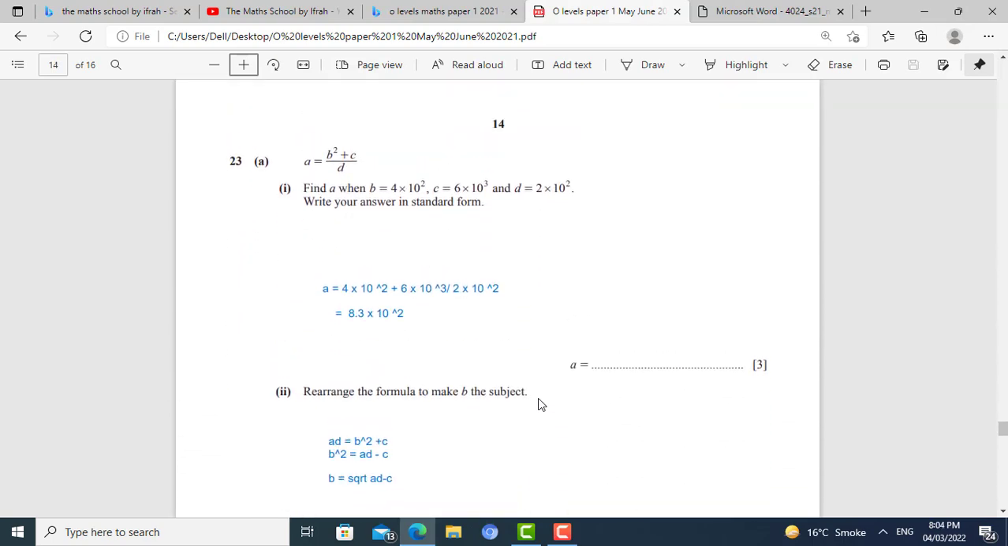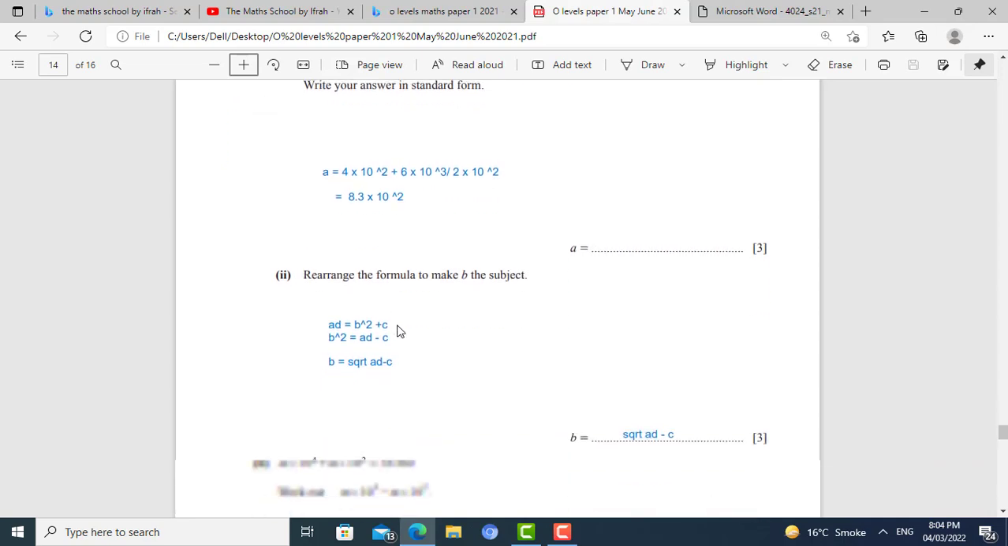Okay, let's have a look at another question. A is equal to b square plus c over d. Find a when b is equal to 4 into 10 raised to the power 2, c is 6 into 10 raised to the power 3 and d is 2 into 10 raised to the power 2. Write your answer in standard form. A is (4 into 10 raised to the power 2 plus 6 into 10 raised to the power 3) over 2 into 10 raised to the power 2. When we simplify it, we get 8.3 into 10 raised to the power 2.